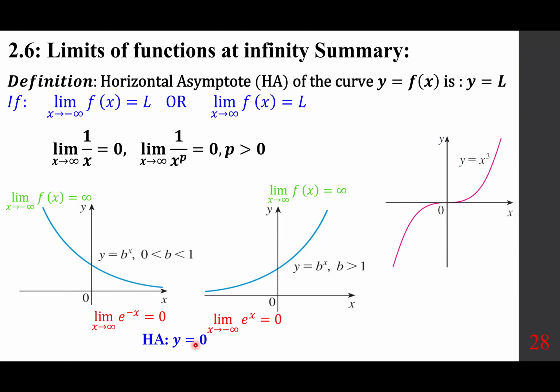Y equals x cubed. It's one of those essential functions we should know the graph. And so obviously, the limit of f of x as x approaches negative infinity is negative infinity, refers to the third quadrant. Limit of f of x as x approaches infinity is infinity, refers to the first quadrant. And that is known as the end behavior of the function, everybody. This is what we have already learned.